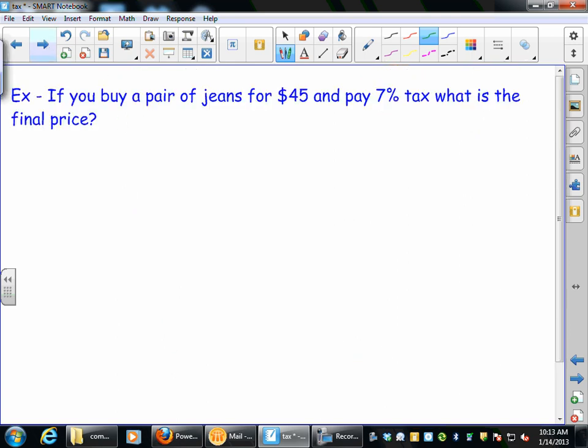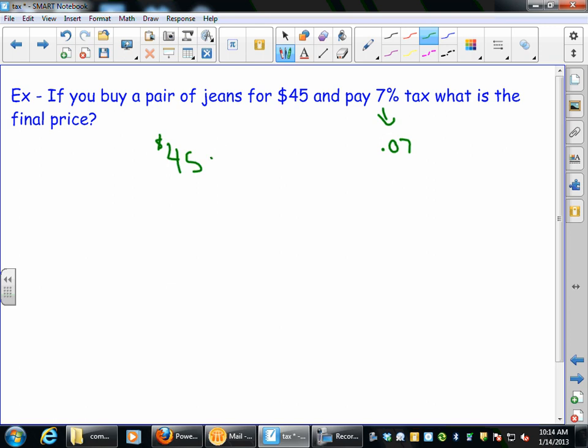Now, here's another example, and I will show you there is a shortcut to this. If you buy a pair of jeans for $45 and pay 7% tax, what's the final price? Now, this one, they didn't ask me to find just the amount of tax like they did in the last question. They just want the final price. There's actually a shortcut I can take. I can do $45, and 7% as a decimal would be 0.07 after I move the decimal 2 places.